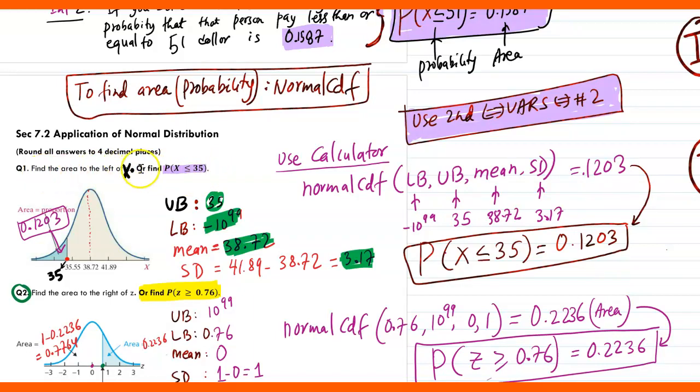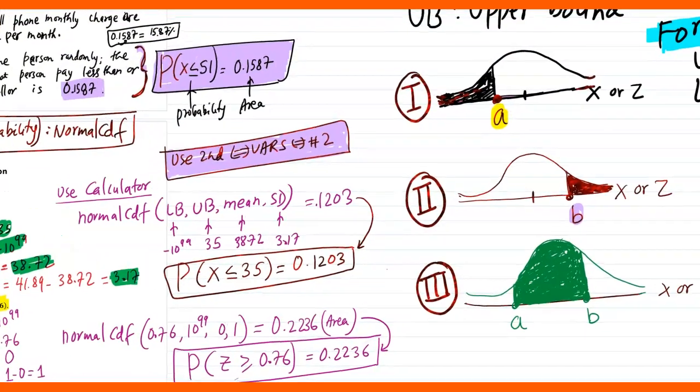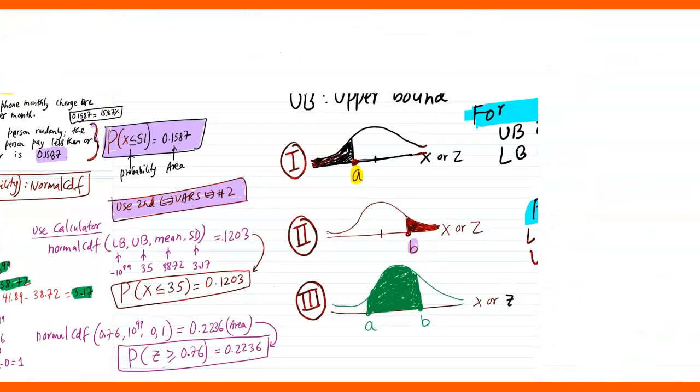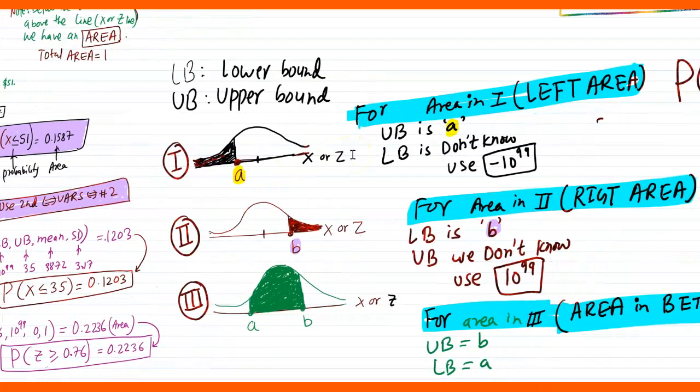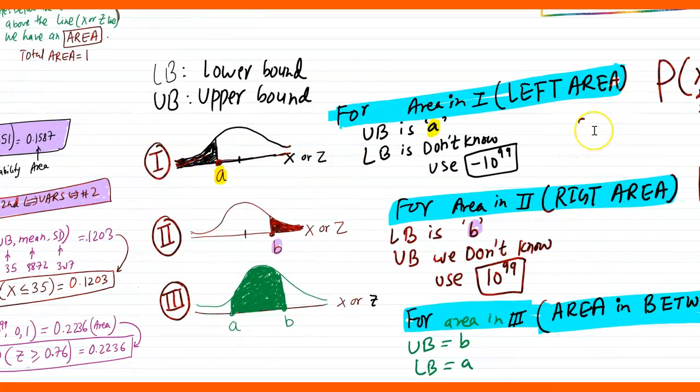Sometimes it just tells you to find the area to the left of x, and sometimes it doesn't have this one here, let's say this is another question. Finding the area to the left of x is the same as finding P(x less than or equal to 35). Because if you remember the previous discussion, watch here, this area here, which is the left area, is the same as what?